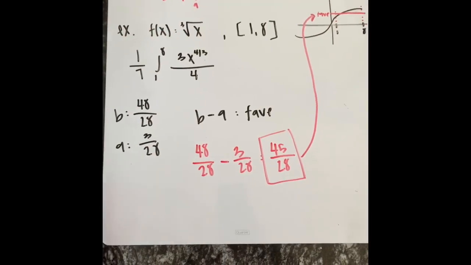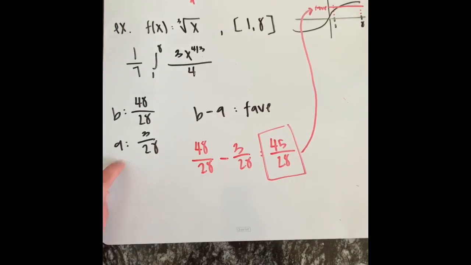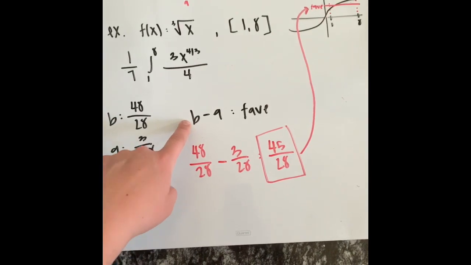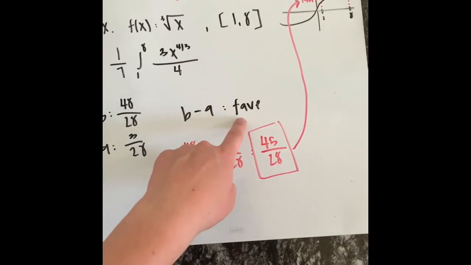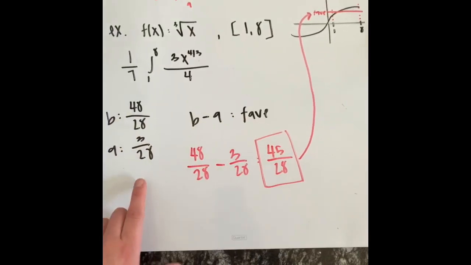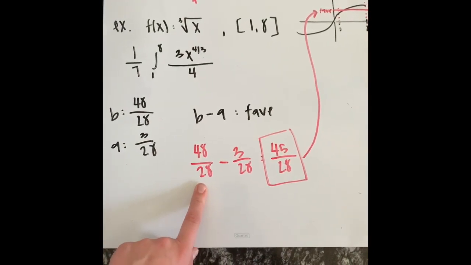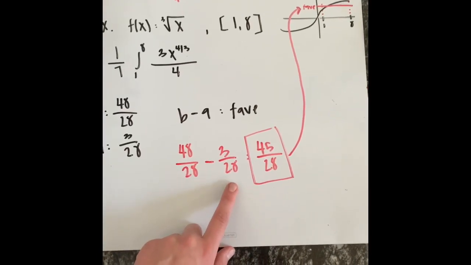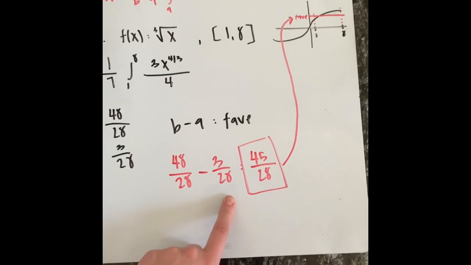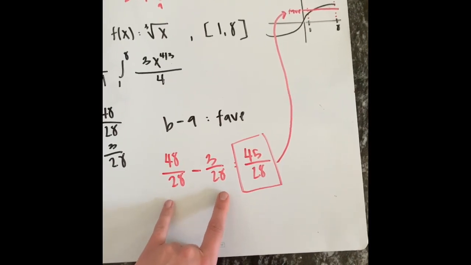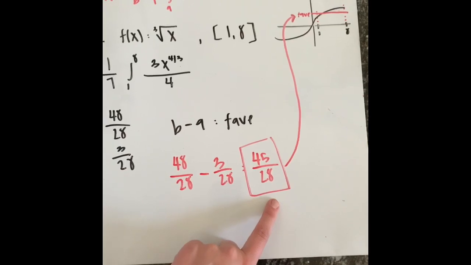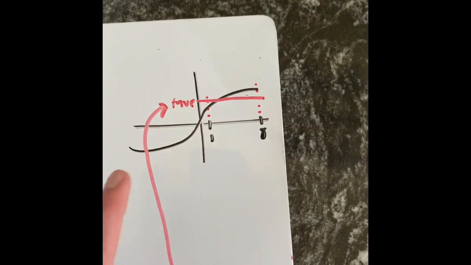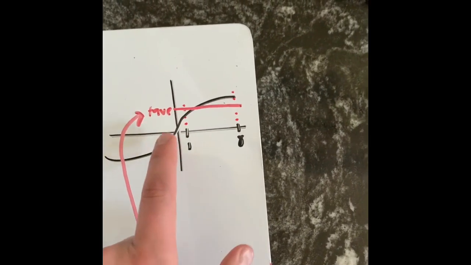Okay, now that we found the values for b and a, we're going to solve. All we have left to do is subtract the value that you found for b minus the value you found for a, and that will give you your function average. So we're going to plug in the value that we found for b, which is 48 over 28, minus the value we found for a, which is 3 over 28. And that's really nice that they have the same denominators, and that's why we left them not simplified. And that gives you 45 over 28. And 45 over 28 is the function average value between those 2 points of this slope.